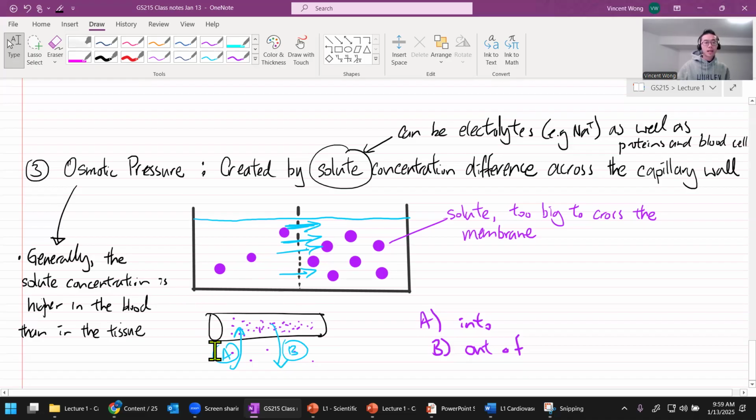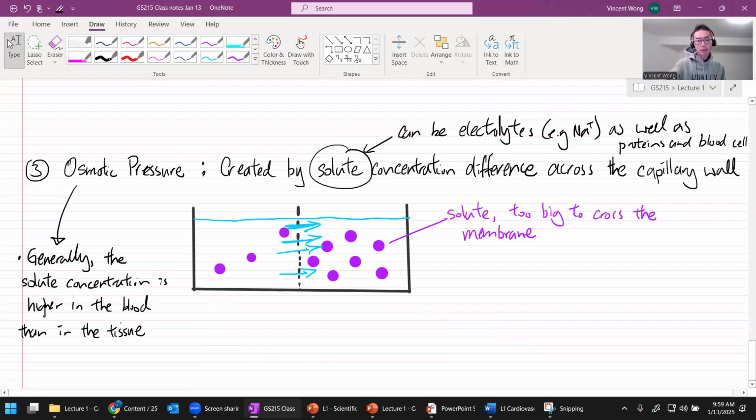All right. The correct answer is into the capillaries. Remember, fluid is drawn to a location that is saltier, so to speak. Right? More solute is going to cause liquid to be drawn to that area. So it's A, into the capillary. So over here, the overall effect is OP, osmotic pressure, draws fluid into the capillary.